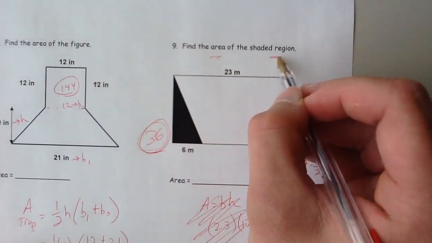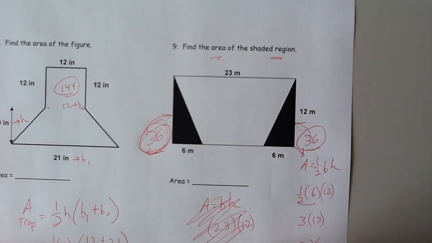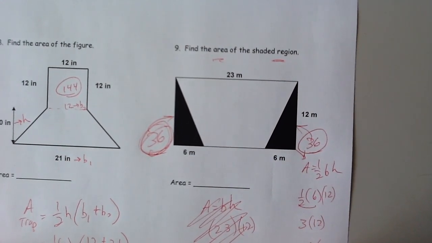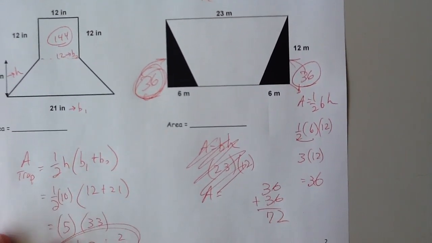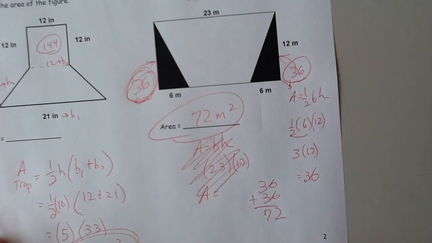And if I want the shaded region, I add area of this triangle and area of that triangle, which is 36 plus 36, which is 72. 72, and this is meters squared. 72 square meters.